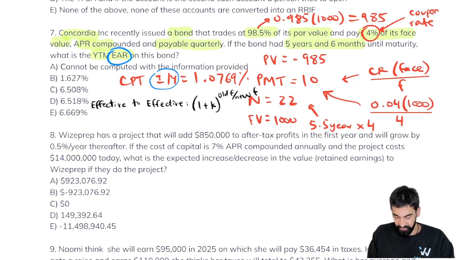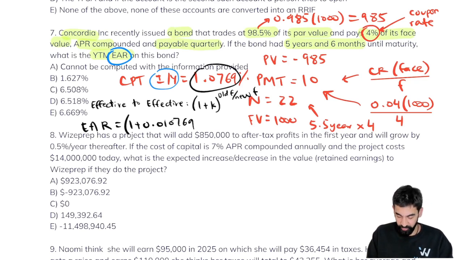So in this case, for effective to effective, I'm going to go from an effective quarterly rate to an effective annual rate. So I'm going to say it's 1 plus the K. The K is the number you just found, but you have to put that as a decimal. So it's 0.010769. I'm going to take this IY that we got and divide it by 100. In the formula, you have to plug it as a decimal, to the power of old F over new F, and then you have to minus 1.